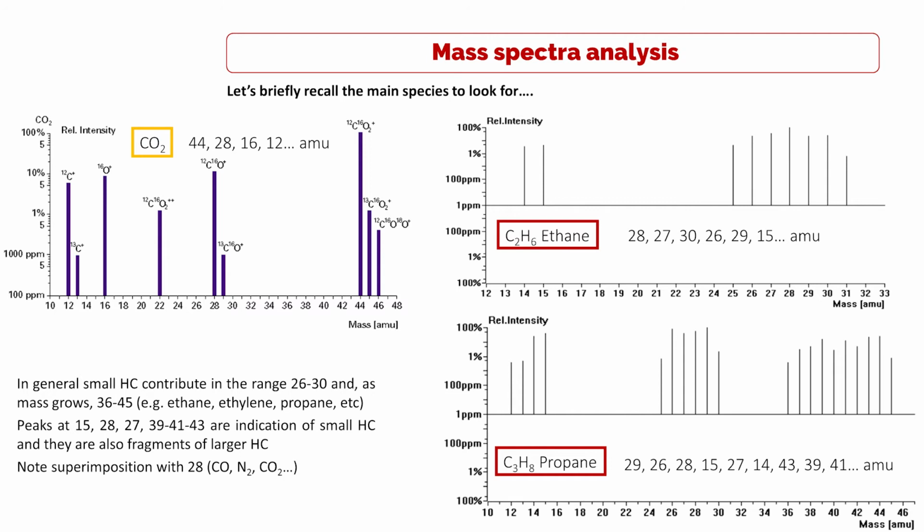Peaks at 15, 28, 27, 39, 41, 33 are indication of small hydrocarbons, and there are also fragments of larger hydrocarbons. Note that many species contribute to 28, so quite often it is not so easy to discern all the contributions to this peak.